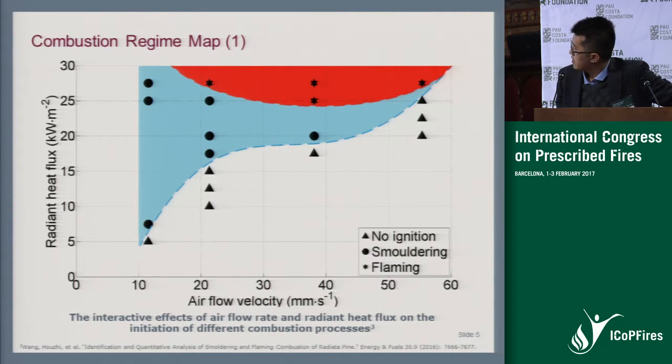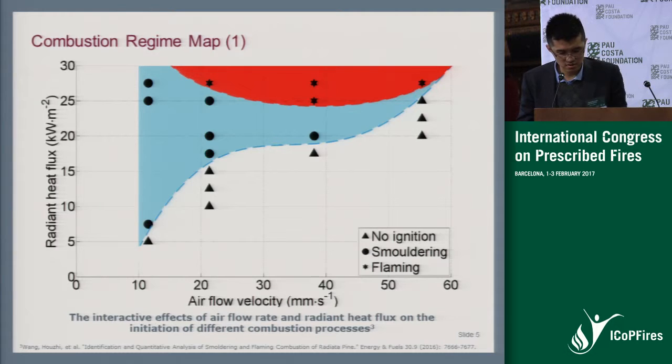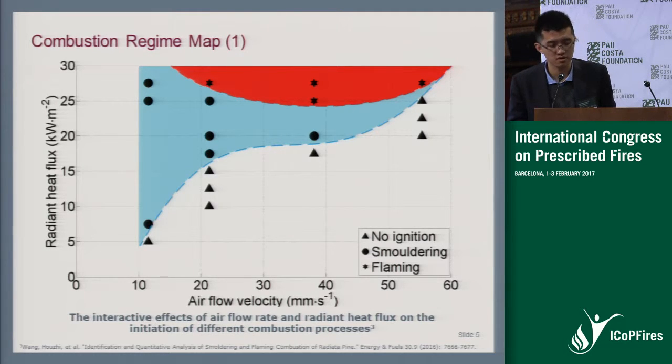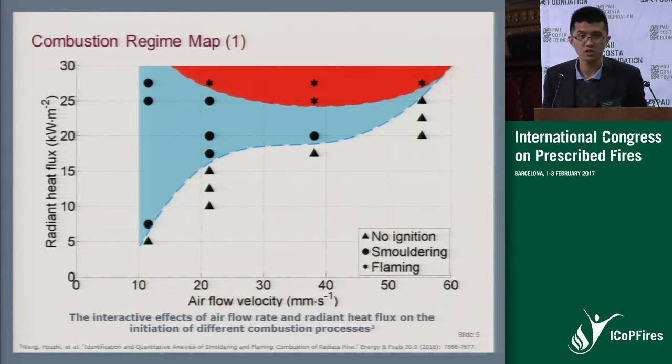So basically, what we're trying to do here is look at the effects of airflow velocity and radiant heat flux on the different combustion regimes. And you can see that it is easier to start smouldering combustion under low airflow velocity. And compared to flaming combustion, smouldering combustion requires much lower energy to start.